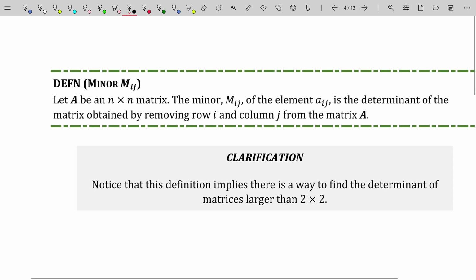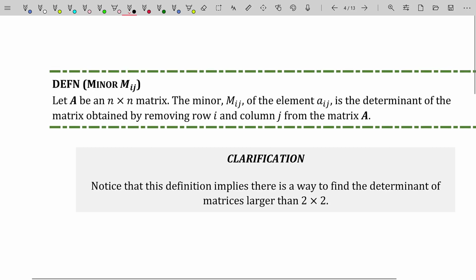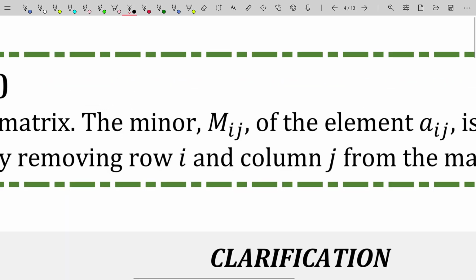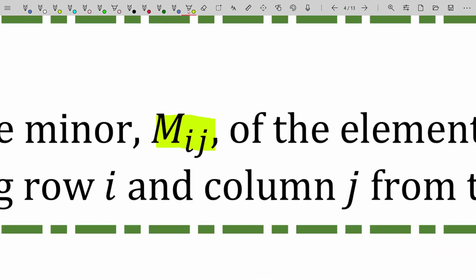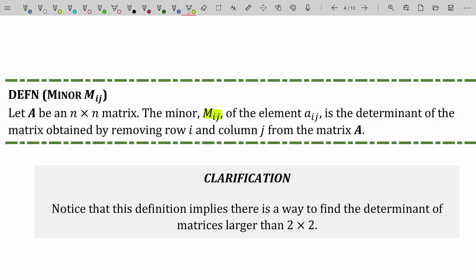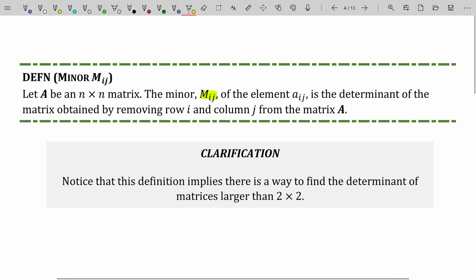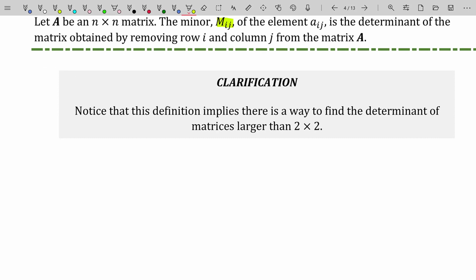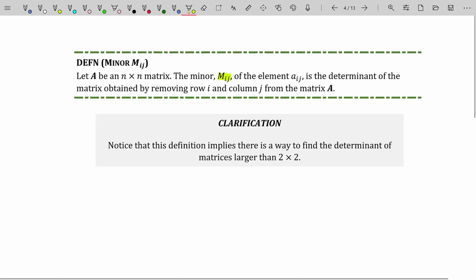So what is a minor? Well, let A be a square n by n matrix. The minor, m sub ij, of the element a sub ij is the determinant of the matrix obtained by removing the ith row and the jth column from the matrix A. Now, I want to be very clear, and actually I say this in this clarification, that this definition implies there is a way to find the determinant of matrices larger than 2x2, but I haven't actually told you how to do that yet, but I needed this definition first.